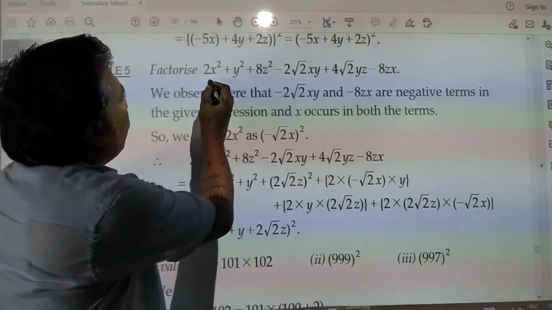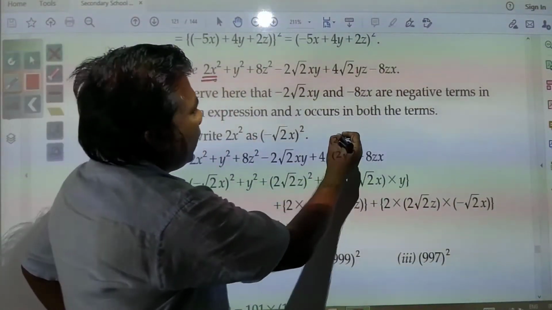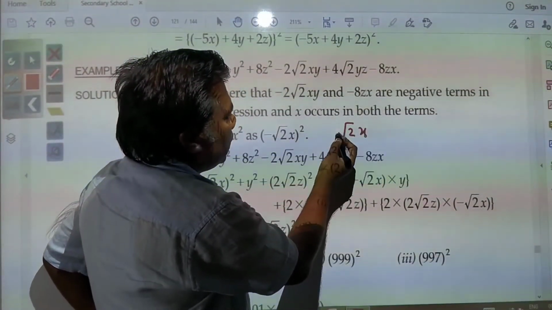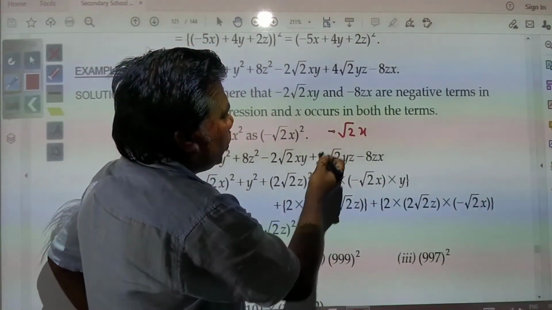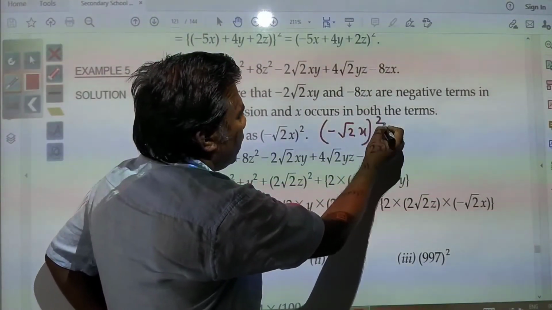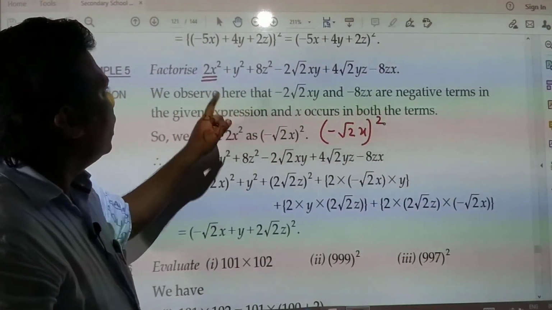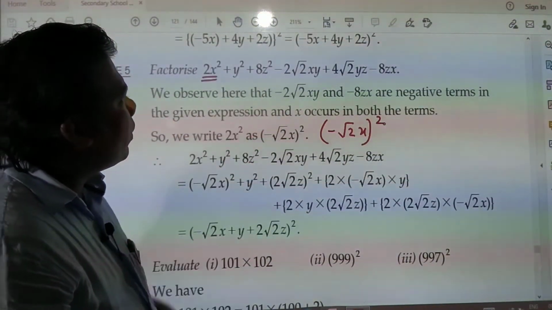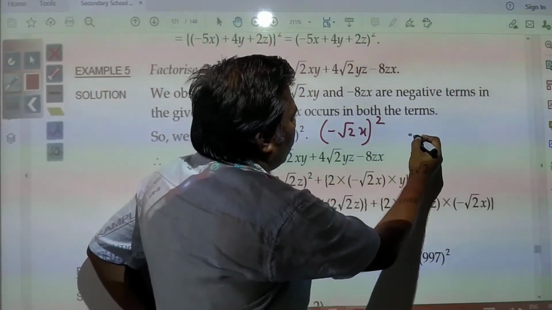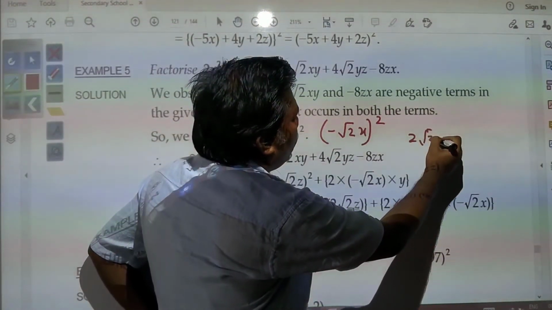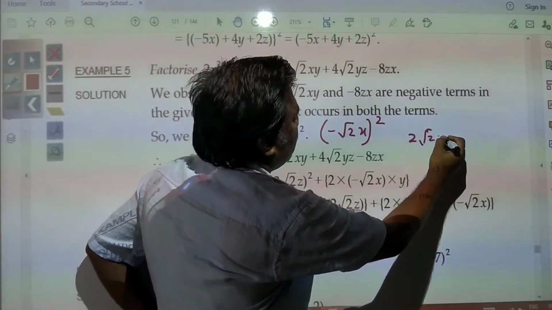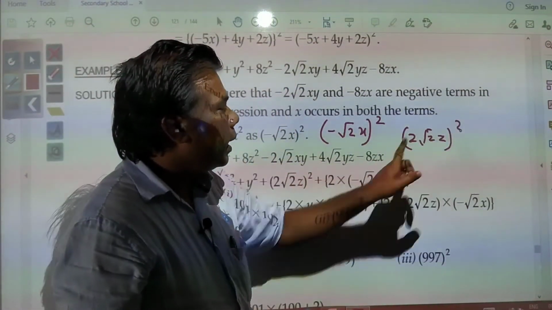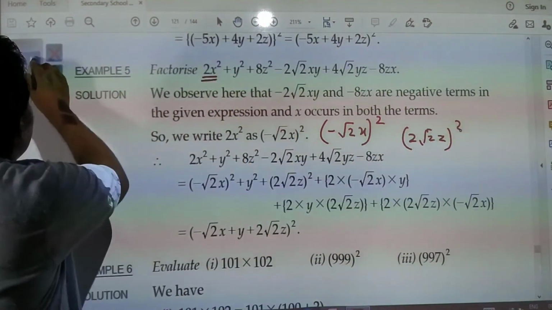And so we will write this 2x² as (√2x)², and since this is negative, this will be (−√2x)². In this way it should be written. And then y² plus this 8z² can be written as (2√2z)². So 2 to the 4 and 4 to the 8. So here you see this has been written over here.